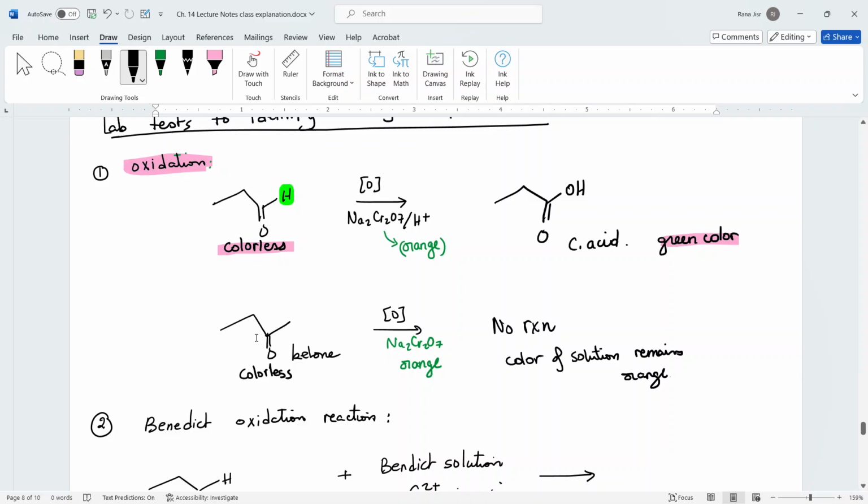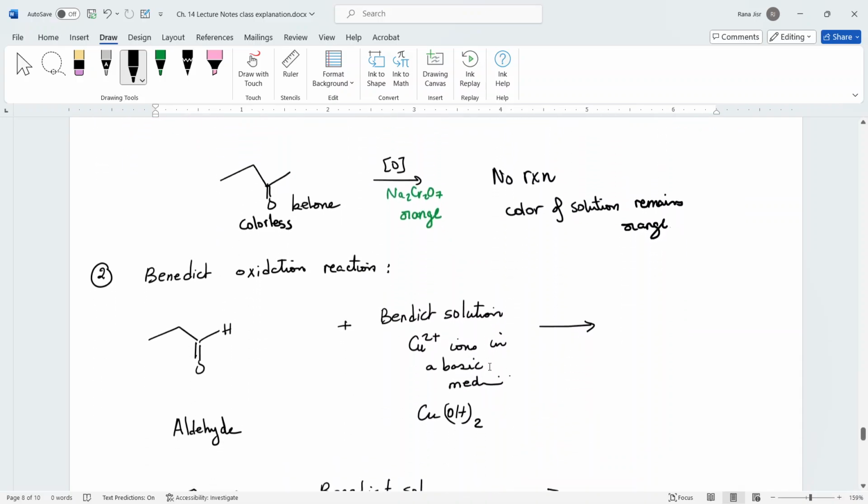This is one way to identify aldehydes from ketones. Aldehydes have a reaction with oxidation. Ketones, they don't have a reaction with oxidation.